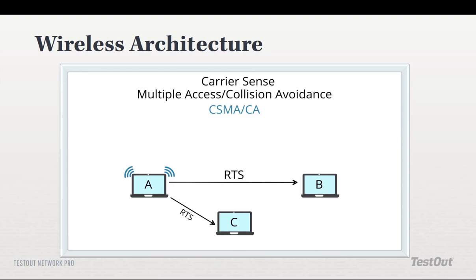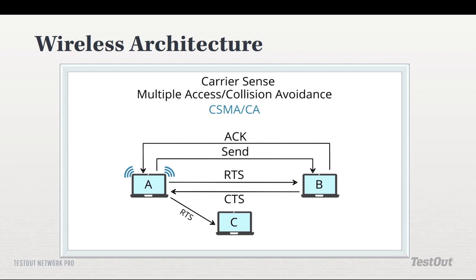We talked about this before, carrier sense multiple access, and of course collision avoidance. Computer A is ready to send, so it's telling everybody, hey, I'm ready to send. Then at this point, B sends out a clear to send. Then the next thing, A will send, and then B sends an acknowledgement that we got it.